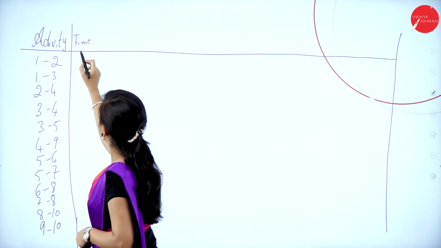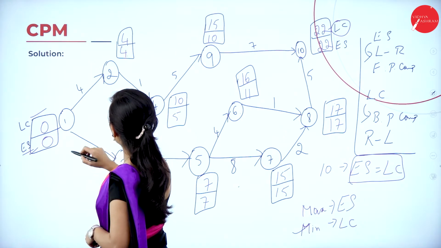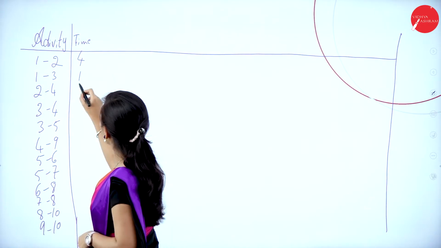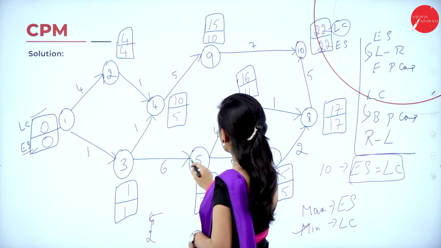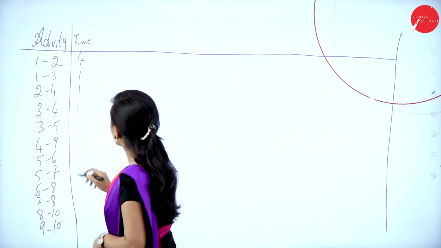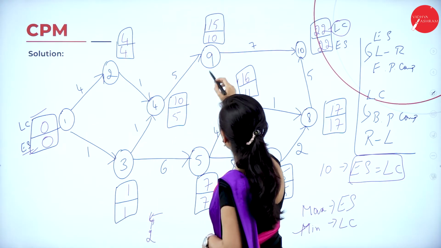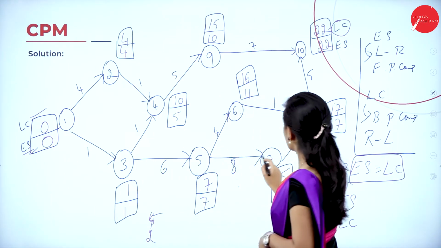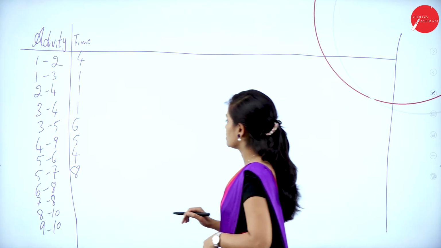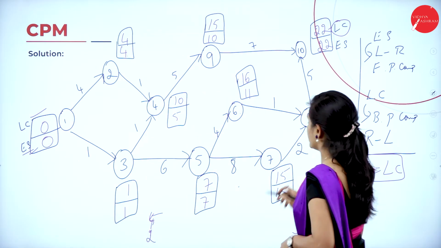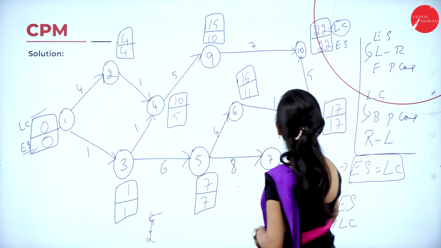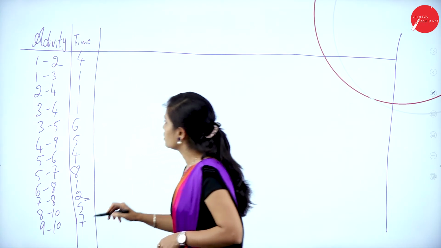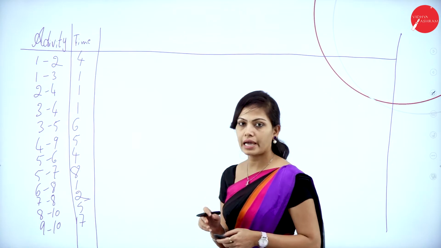So for 1 to 2, it is 4 days. For 1 to 3, 1 day. 2 to 4 is 1, 3 to 4 also 1, and 3 to 5 is 6, 4 to 9 is 5, 5 to 6 is 4, 5 to 7 is 8, 6 to 8 is 1, 7 to 8 is 2, 8 to 10 is 5, 9 to 10 is 7. First, you have to write these two columns, that is the given table, activity and time.